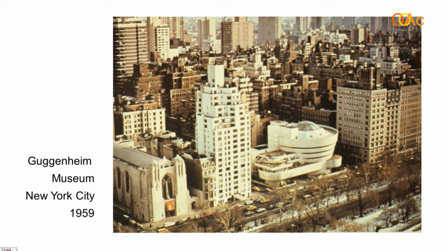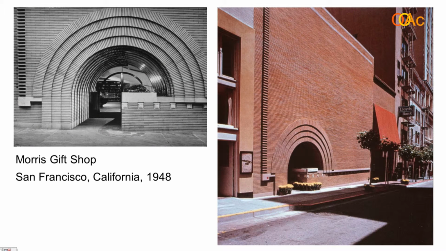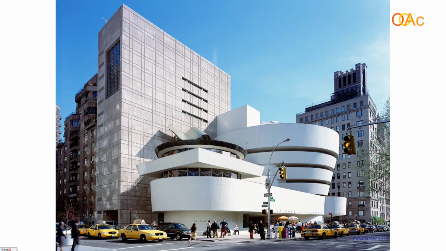In the meantime, Wright's other 1950s project we'll look at is the Guggenheim Museum in New York City. And just to show that he was thinking about this idea already early on. So here we are, 1925, something called an automobile objective, a spiral going around a planetarium. And then here is the Morris gift shop. So we see this somewhat blank brick facade, but we go inside and there's already a hint of the Guggenheim. So he's been working on this idea for some time.